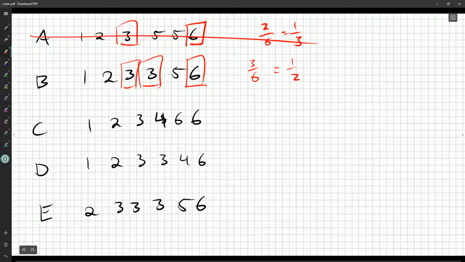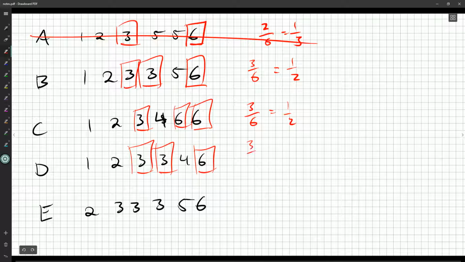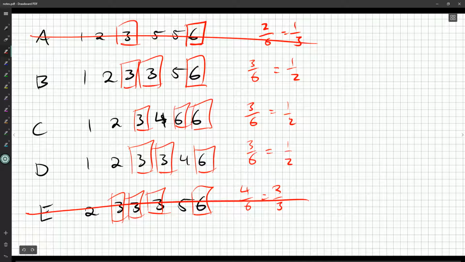A is out. C has 3 multiples of 3 as well. C is still good. D's got 3 of them as well. 3 out of 6 of the outcomes are multiples of 3. And E has 1, 2, 3, 4. 4 out of the 6 outcomes, or 2/3 of the outcomes, are multiples of 3. E is out. Okay, so now we're just looking at B, C, and D.